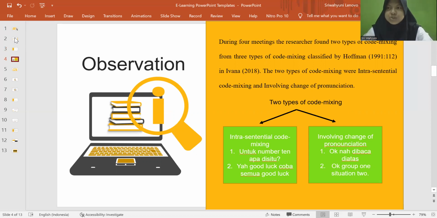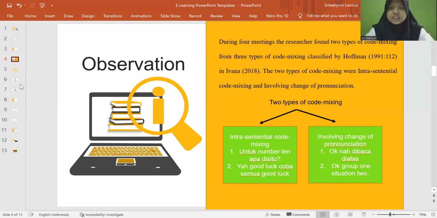The first one is interstitial code mixing. So interstitial code mixing occurs at the phrase, clause, and the sentence boundary. Based on observations made during 4 meetings, it was found that the teacher mixed phrase, clause, and sentence in English and in Indonesian. In this observation, it was found that there were 61 times that teachers used this type of code mixing in her utterance when teaching English in the classroom.